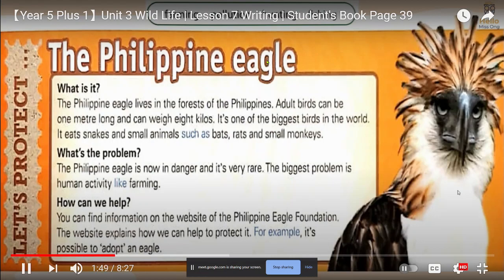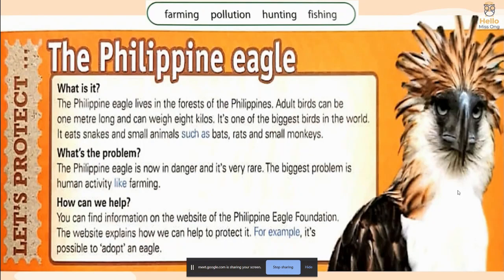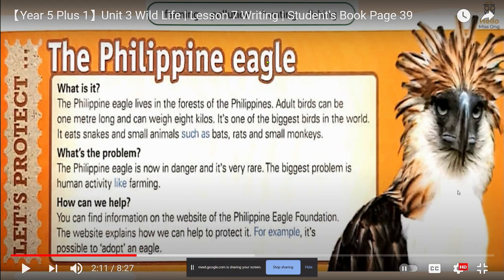Philippine eagle. What is it? The Philippine eagle lives in the forest of the Philippines. Adult birds can be 1 meter long and can weigh 8 kilos. It's one of the biggest birds in the world. It eats snakes and small animals such as bats, rats and small monkeys. Ni lah, makanan dia lah. The Philippine eagle eats bat, kelawar, rat, tikus and small monkey. Dan monyet-monyet yang kecil je, dia eats. Snakes tu, ular dia makan.